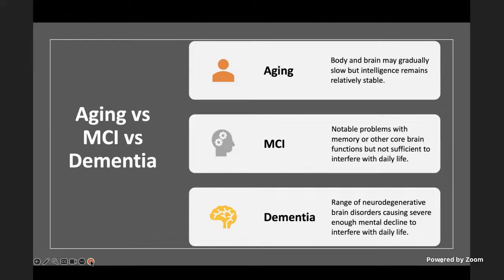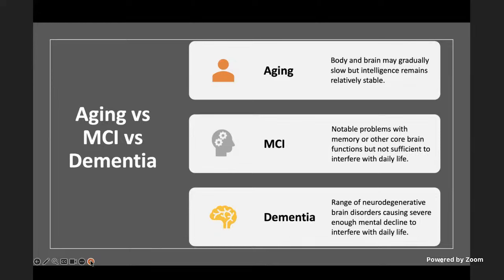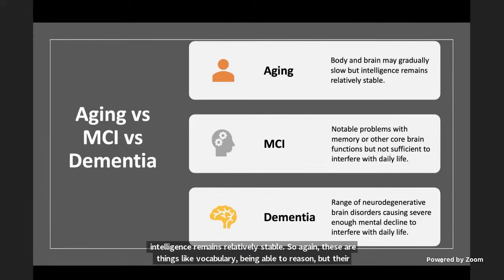So just to sum up, with aging, we may expect that an individual's body and brain may gradually slow, but their intelligence remains relatively stable. And so again, these are things like vocabulary, being able to reason, but their speed of processing may get a little slower. Mild cognitive impairment is a catch-all term for changes in cognition that are noticeable, but they don't really interfere with day-to-day life. So our independence is preserved, even though we may be a little less efficient with doing what we need to do. It's not really impairing our social or occupational function.